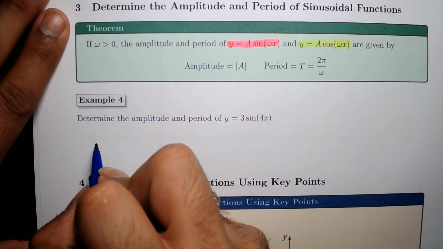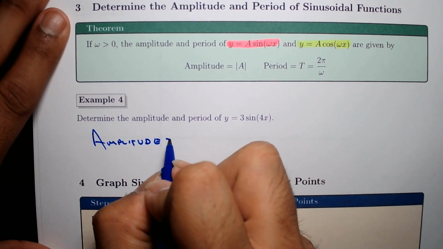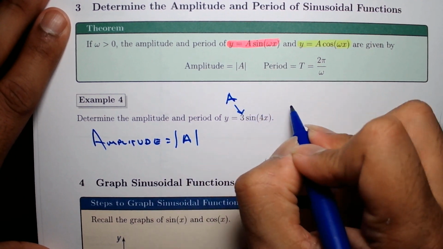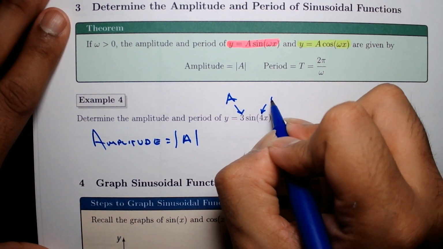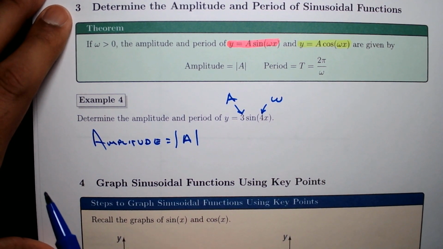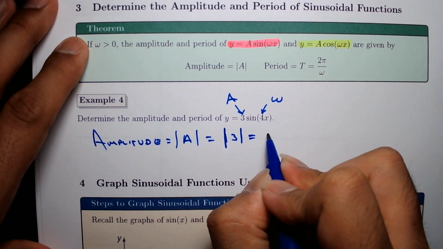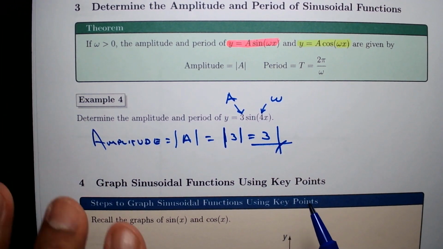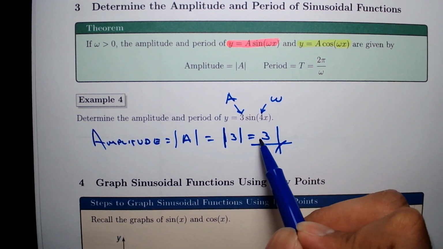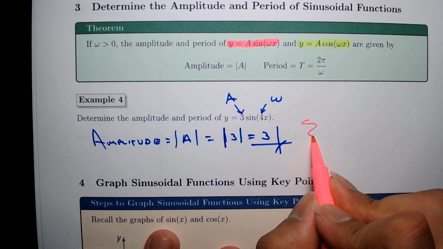Well, so the amplitude, which is defined as the absolute value of a, in this case, this is a, and this number that multiplies the x is omega, not w. It's a more curvy w. That's omega from the Greek alphabet. And in this case, the absolute value of 3 equals 3. So this means that the sine function in this case is going to have a range between -3 and 3. That's what the amplitude is going to tell us.